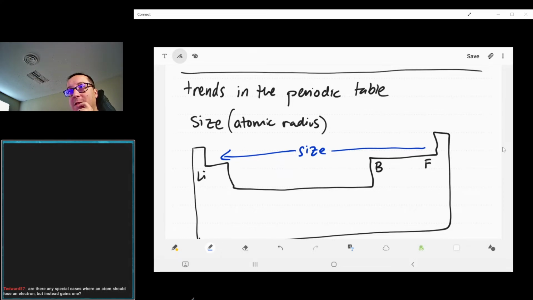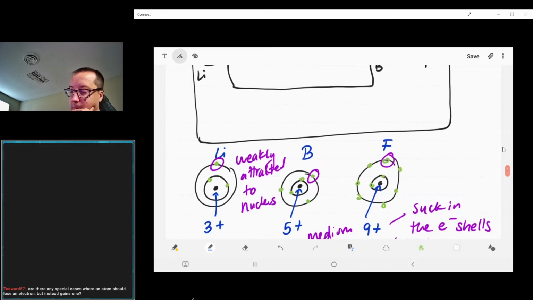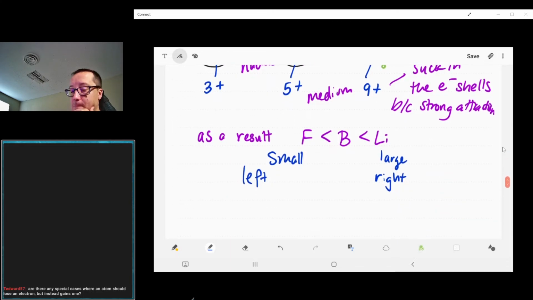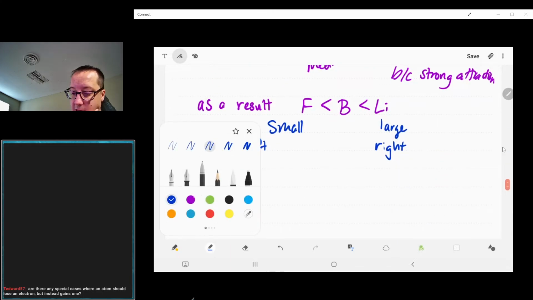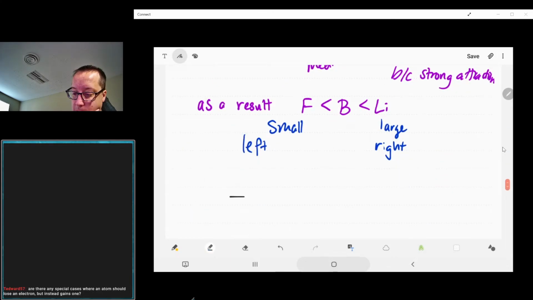All right, so far so good. Hopefully. Alrighty, let's take a look at lithium versus sodium versus potassium.